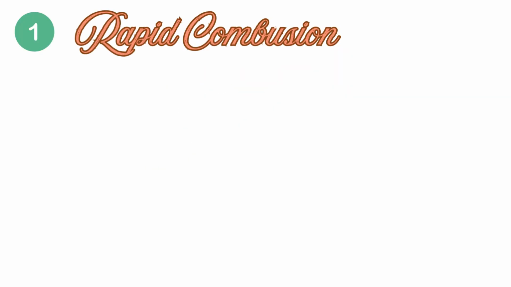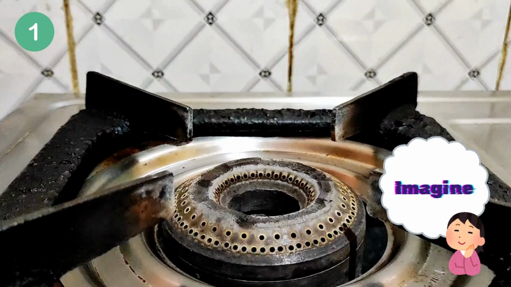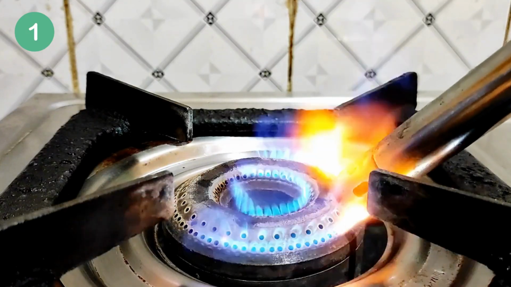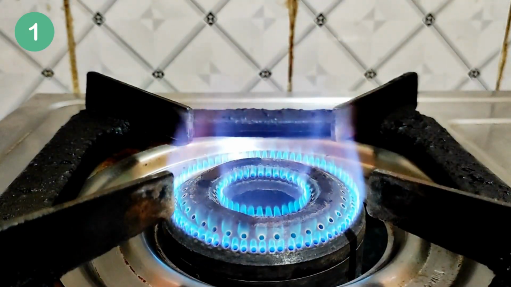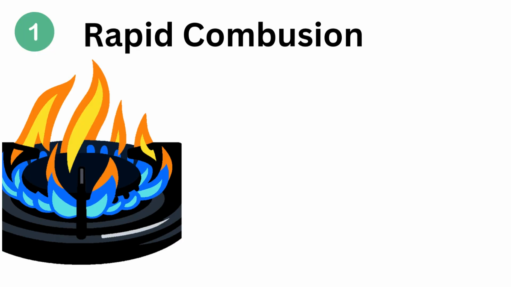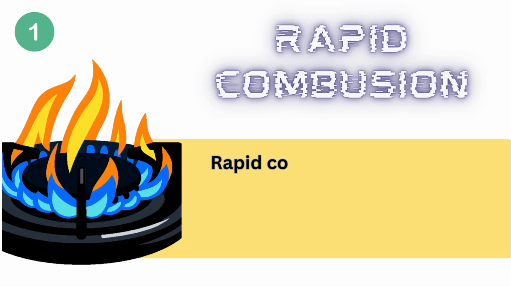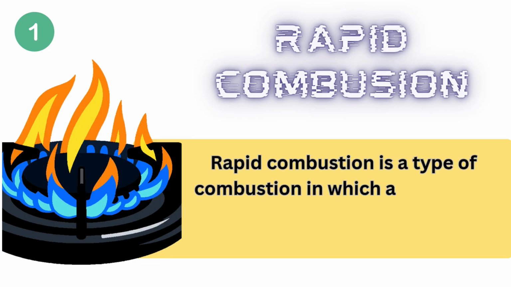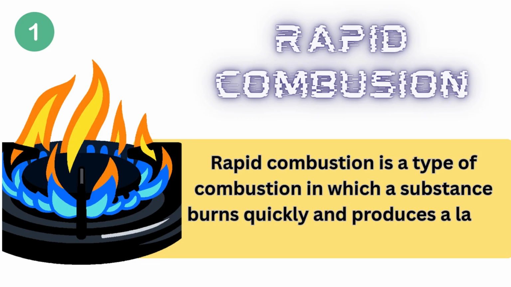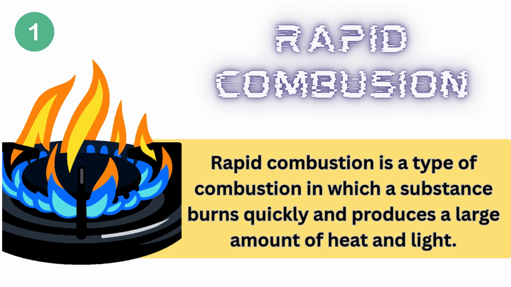So the first type is rapid combustion. Imagine turning on a gas stove in your kitchen. The moment you bring a flame near the gas, it ignites instantly and starts burning. This is rapid combustion. Rapid combustion is a type of combustion in which a substance burns quickly and produces a large amount of heat and light.